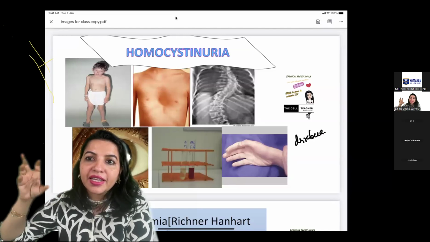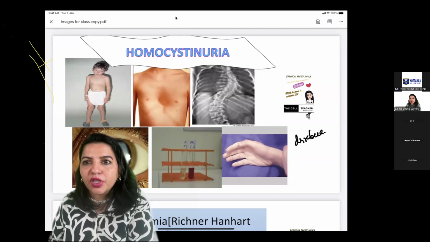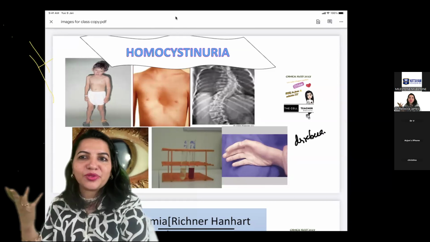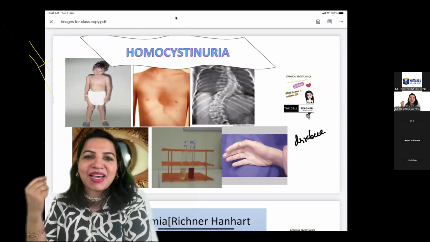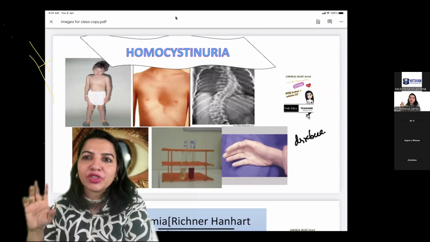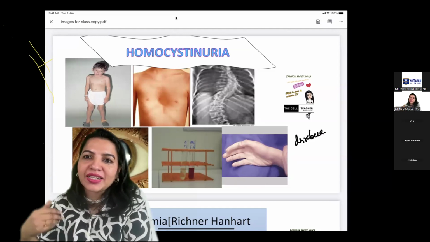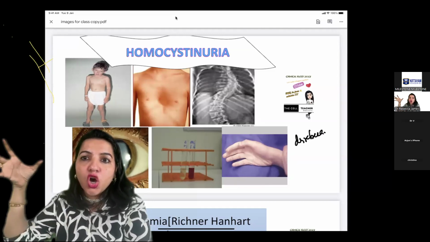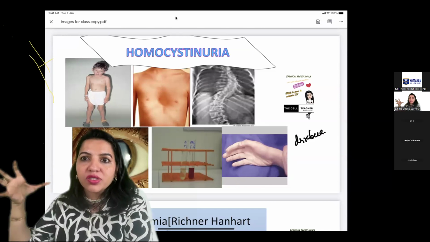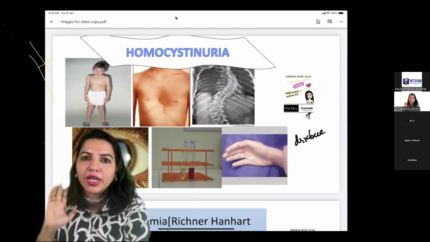Then in the hands, what are you seeing? It looks like the legs of a spider. That is a key word here. Arachno. Yes, it belongs to arachno. Arachnidae is spider. Okay, so arachnodactyly means long, slender fingers, like the long, slender legs of a spider. So that is called arachnodactyly.